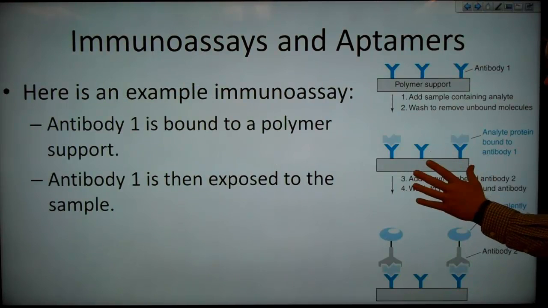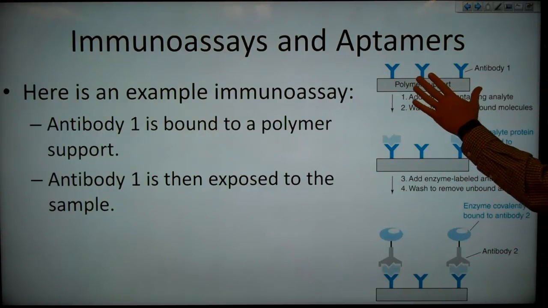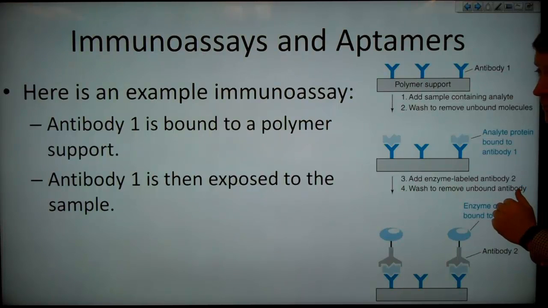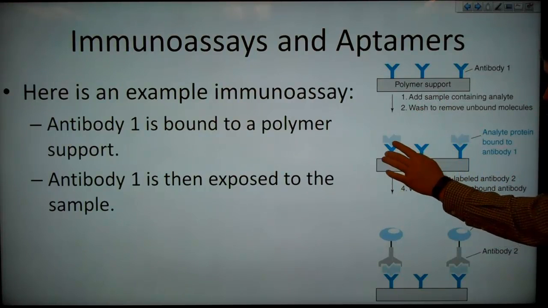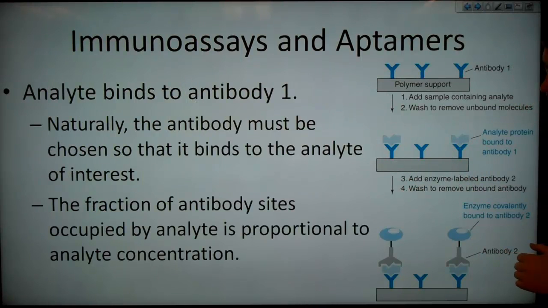Here's an example immunoassay, where antibody 1 is bound to a polymer support. Up here, we've got our antibody, the Y-shaped blue molecule, bound to our gray polymer support. Then antibody 1 is exposed to our sample. In here, we have our analyte molecules bound here and there. The analyte binds to antibody 1. Naturally, the antibody must be chosen so that it binds to the analyte of interest. The fraction of antibody sites that are occupied by the analyte is then proportional to the analyte concentration.